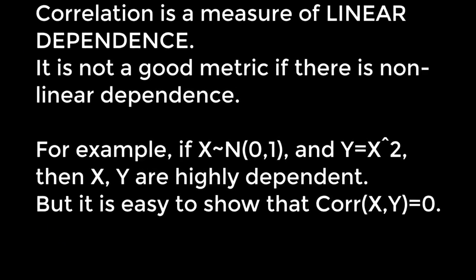I must stress again that correlation is a measure of linear dependence, as demonstrated by the previous slide, where when the data was correlated, it lay more or less along a straight line. It is not a good metric if there is nonlinear dependence. For example, if x is standard normal and y is defined to be x squared, then x and y are clearly highly dependent, because if we know x, then we know y. But it is easy to show that the correlation in that case between x and y is 0. I leave this as an exercise.